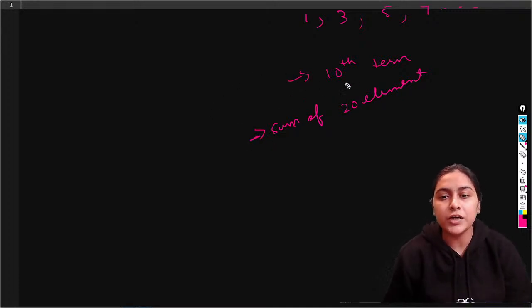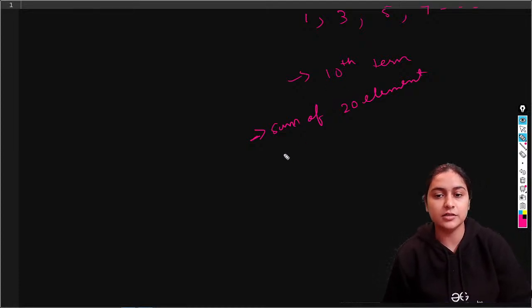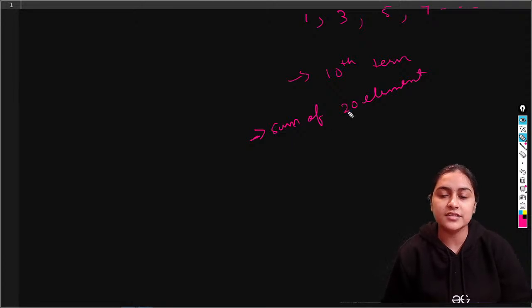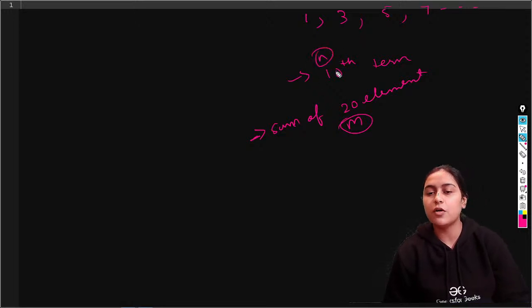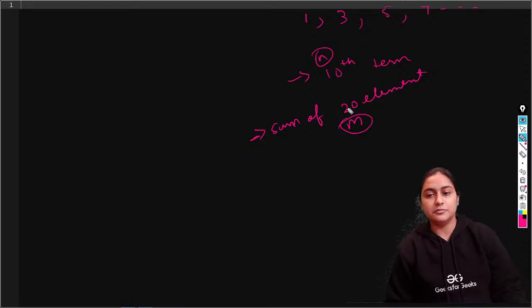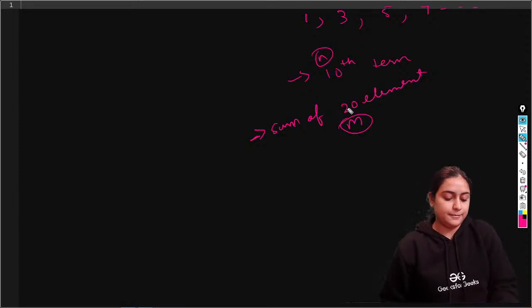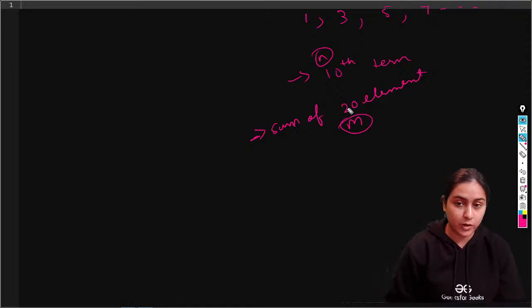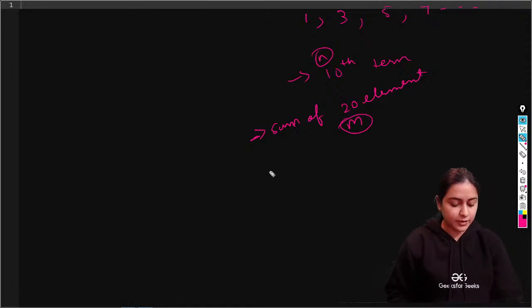Now can anyone tell me for nth term what is the formula of AP, and what is the formula to find the sum of like any elements? Just suppose this is M, just suppose this is N. So the generalized formula to find nth term and sum of M terms. Okay, so yes, Alan has said it correctly. The nth term can be found by a plus n minus 1 into d.